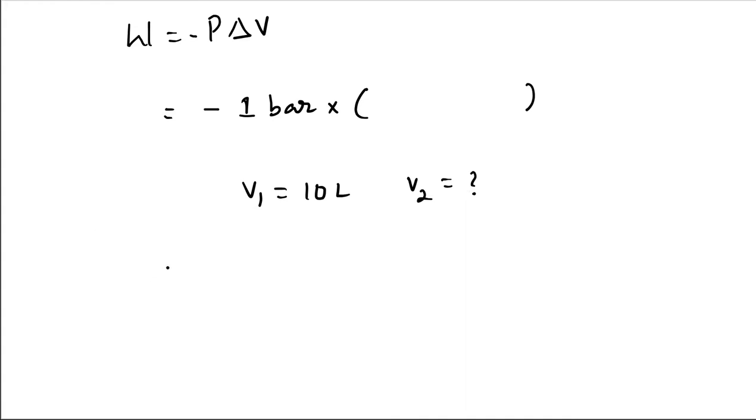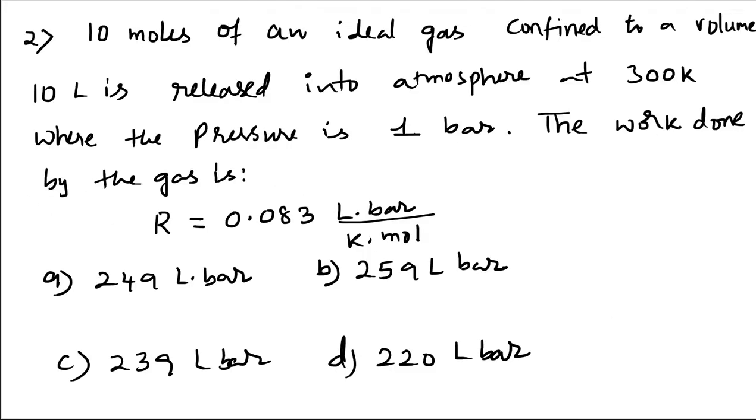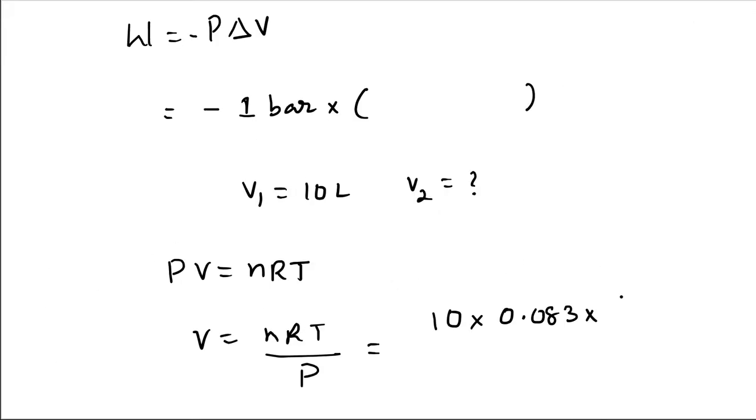So what is the formula for ideal gas? PV equal to nRT. The gas is expanding into the atmosphere. So let's substitute V equal to nRT over P. How many moles of gas are there in the problem? 10 moles of gas. R is 0.083. And what is the temperature? The temperature is 27 degrees centigrade. Sorry, not 27, it is 300 Kelvin. So let's substitute 300 Kelvin divided by the pressure, which is 1 bar.